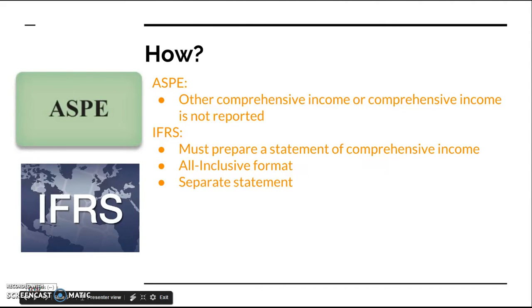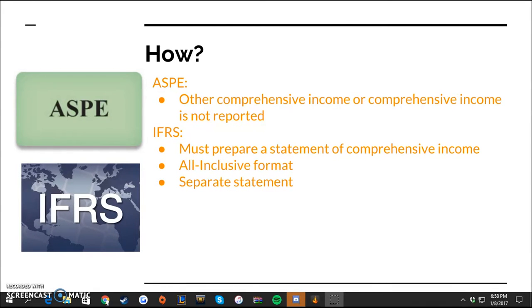Under ASPE, companies do not report other comprehensive income. Under IFRS, there are gains and losses that do not affect profit and are not included in profit, but are still added or deducted to shareholders' equity. For companies under IFRS, it is necessary that they prepare a statement of comprehensive income that shows all items included in comprehensive income. There are two formats a company may follow: the all-inclusive format or the separate statement format.